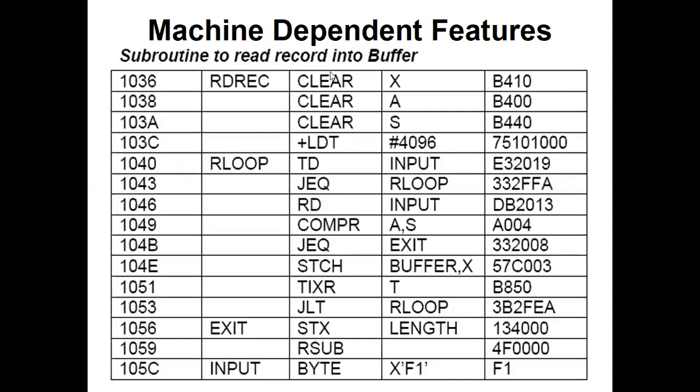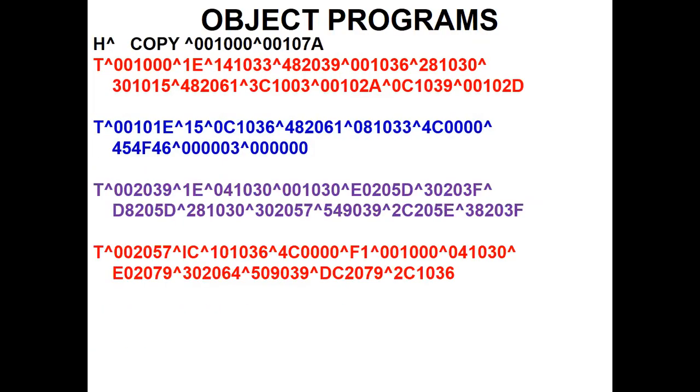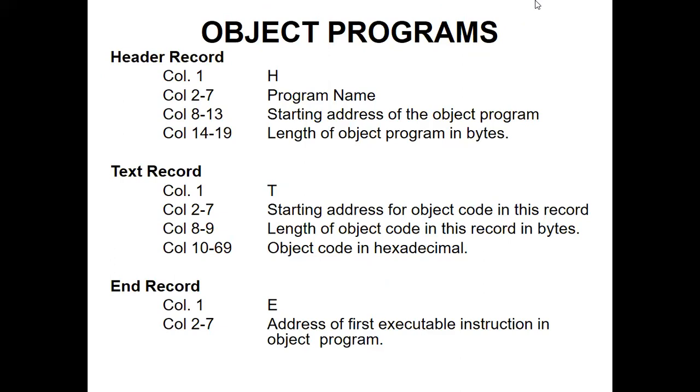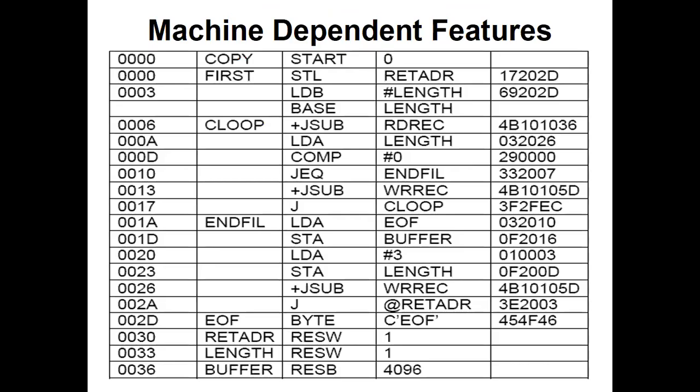Now, finally, when you are done with the text records, we said that the last record is the end record. And the end record begins with the character E. And then you mention the address where the program is going to start executing. Because when you write the last instruction, you are ready to start executing. Now, this one is going to start executing from the first instruction, which was at address 1000. So that is where we are going to begin from.